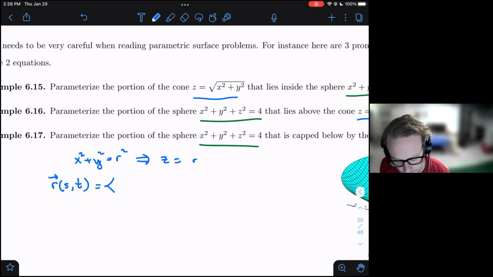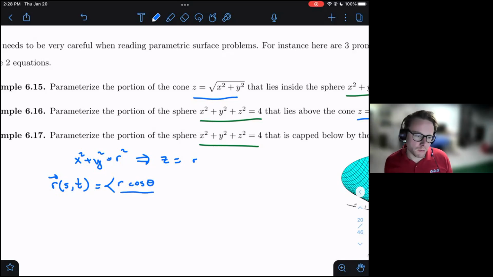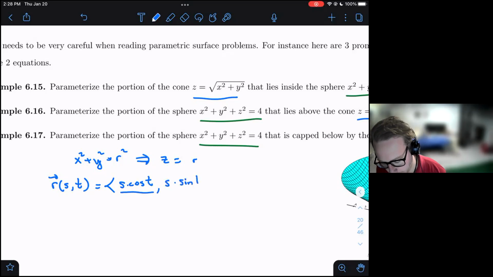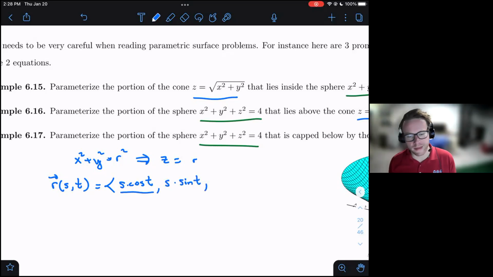And so I would like to parameterize maybe my x as r cosine theta. Well, my variables aren't r's and thetas, they're going to be s's and t's. So I'm going to go ahead and use s and t here. And likewise, my y would be s sine t. Again, I'm thinking r sine theta. And then my z, well, we just found that if you're on the cone itself, then your z is equal to the radius, r. Well, in this case, we're calling r s. So this right here is a parameterization of the surface.